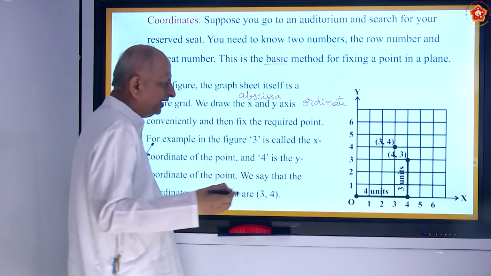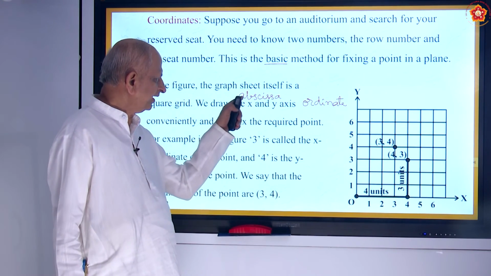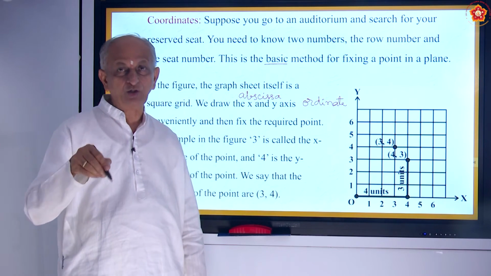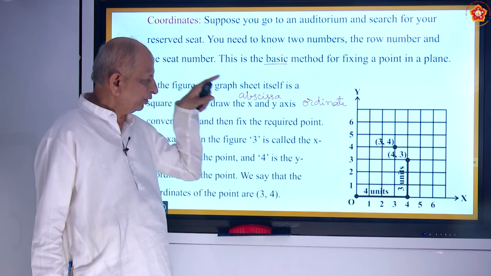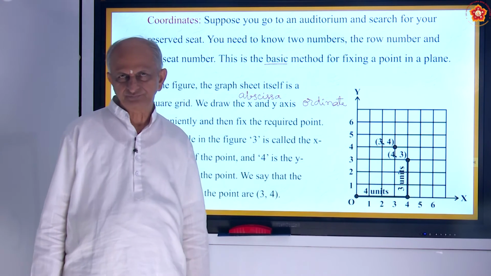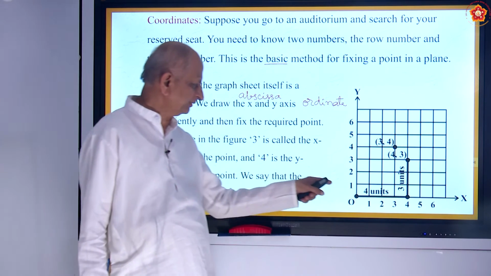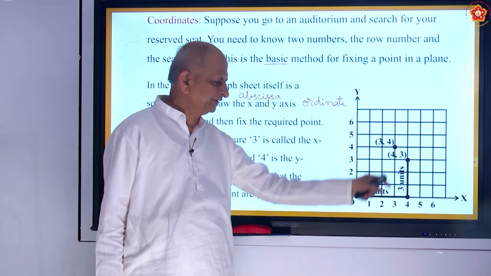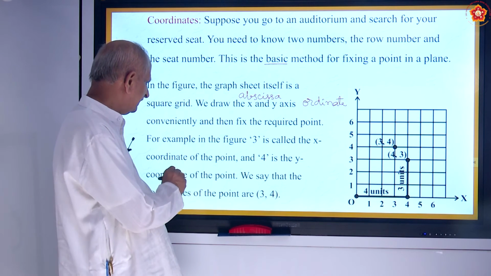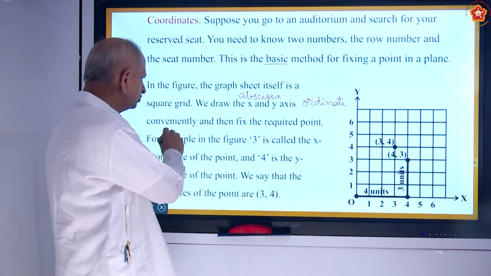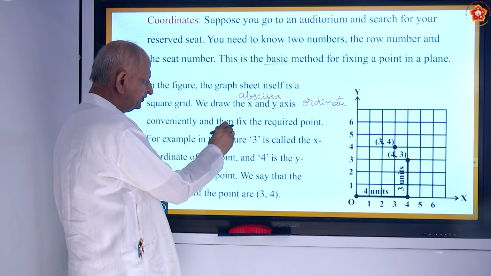We are going to study later, just for information I am giving. Abscissa and ordinate, together they are called coordinates. Coordinates means the location of a point. When you say location of a point, it has got an x-axis point and also a y-axis point. Is it not? And they will write it in brackets. So take the x-axis and y-axis conveniently, and then fix the required point.